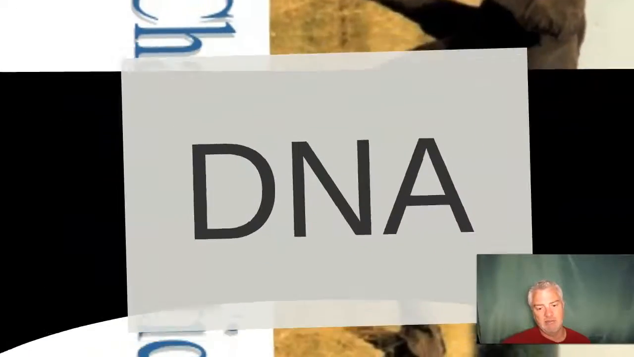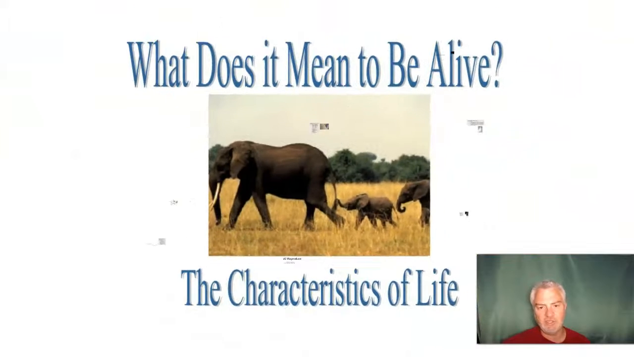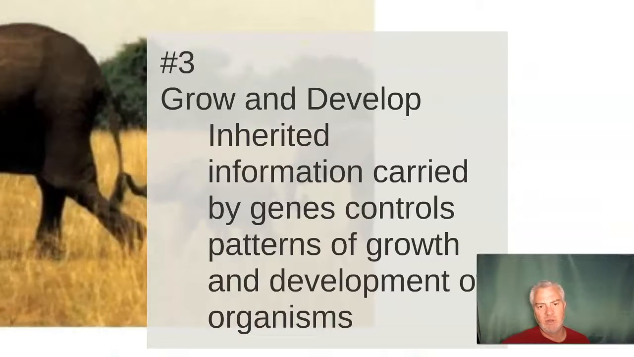And the third one that we're going to talk about here is that DNA, that's your genetic code. So the third one is grow and develop. Okay, inherited information is carried by genes, and carried by genes controls patterns of growth and development in organisms.